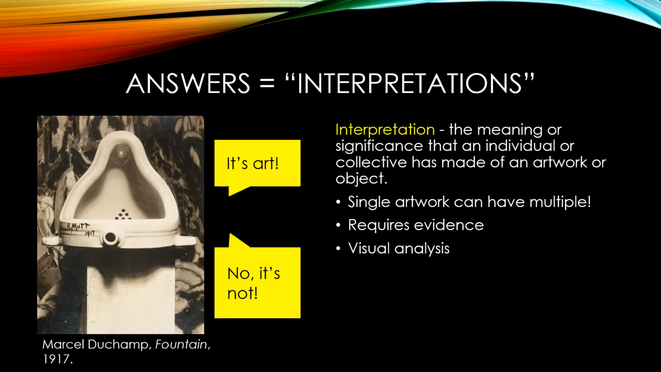Answers to these questions are interpretations of an artwork or object. Interpretation refers to the meaning or significance that an individual or collective has made of an artwork or object. A single artwork or object can have multiple interpretations, even sometimes dissonant ones. However, what makes a good interpretation is not whether it is the best or only possible, but rather that it has been evidenced thoroughly. In art history, we use visual analysis to evidence our interpretations.